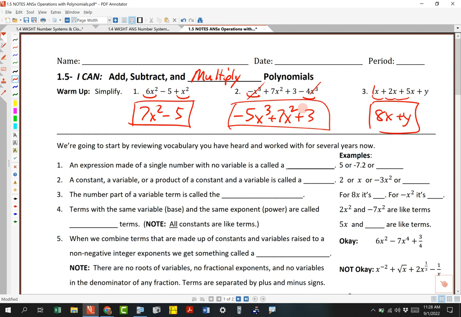Is there a rule on how we have to write the 8x and the y? Does it matter which one goes first? Usually alphabetical order with the constant at the very end, okay?